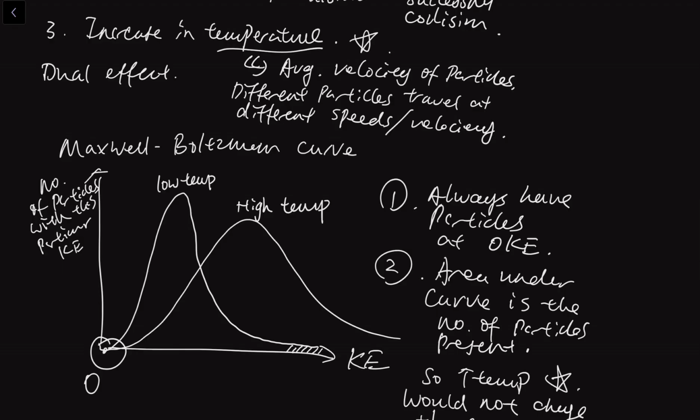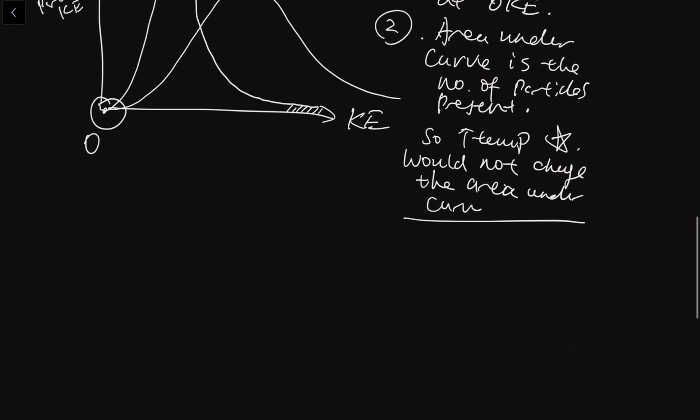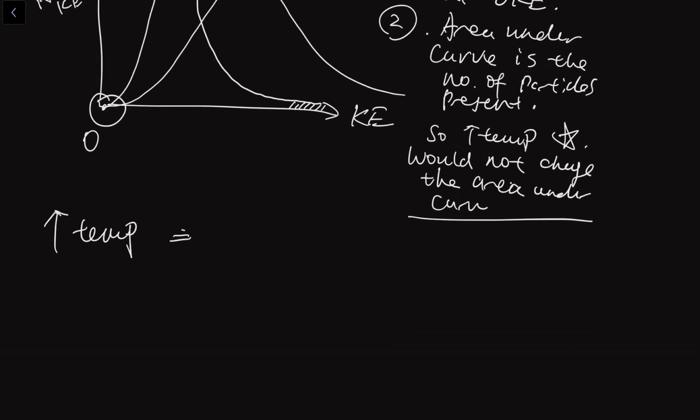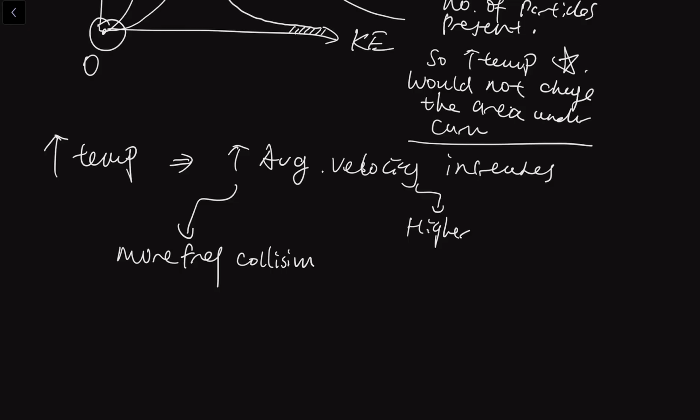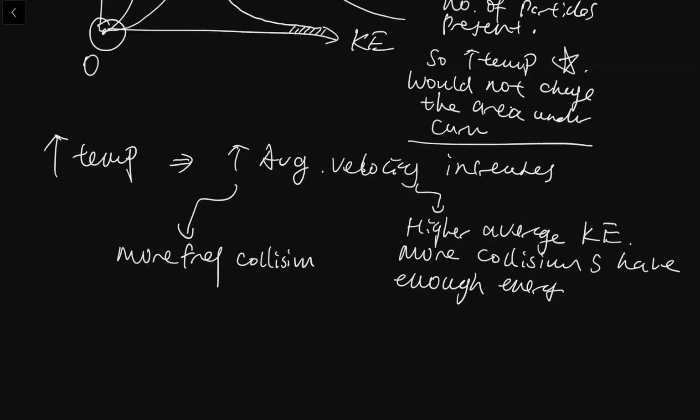And then let's go back to the temperature question. An increase in temperature means the average velocity increases, which means you have more frequent collisions. But at the same time, you have a higher average kinetic energy. So more collisions have enough energy to overcome the activation energy.